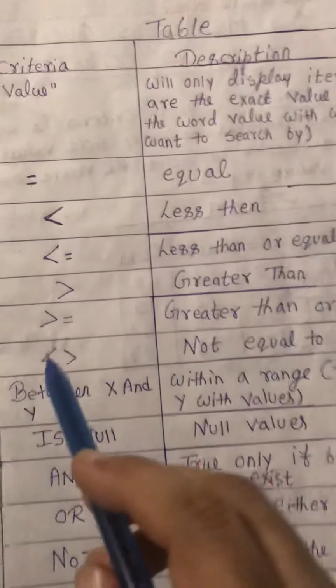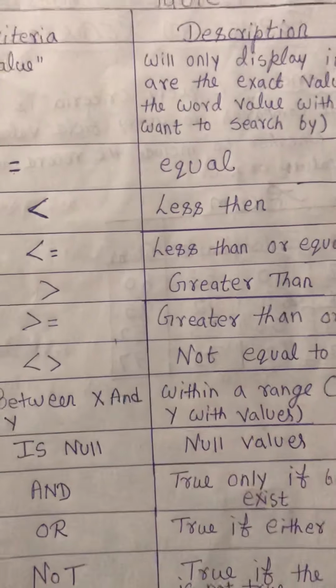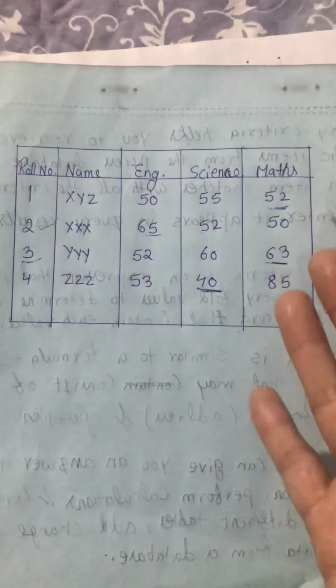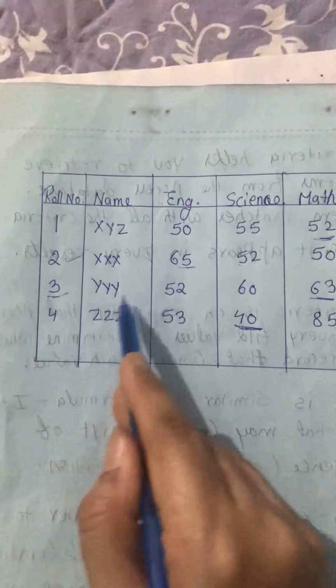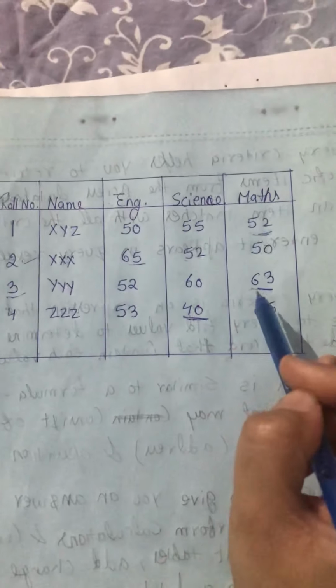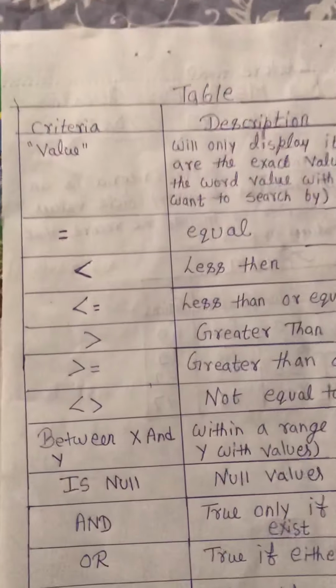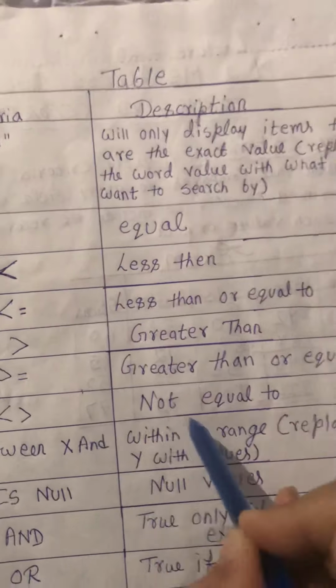now greater than or equal to means show the students whose marks are greater than 60 and equal to 60. So whose marks are greater than 60? You can see here roll number 3, and equal to 60. It will show the record of roll number 3. And then not equal to.